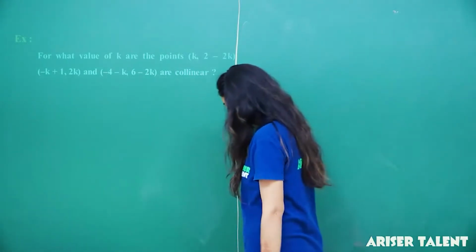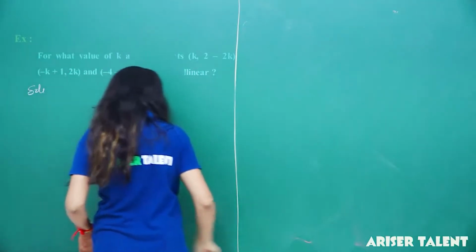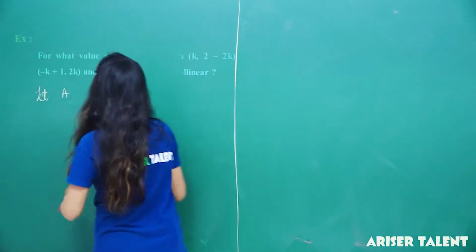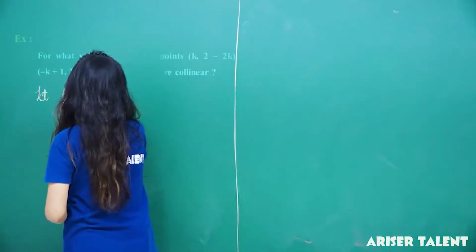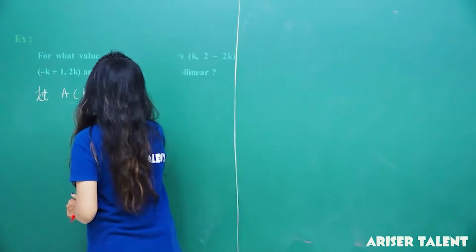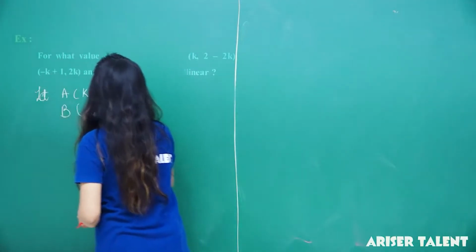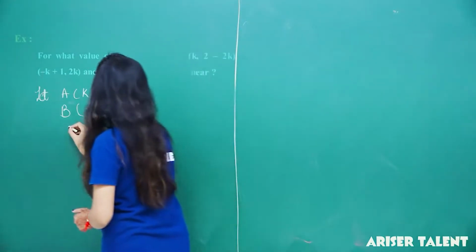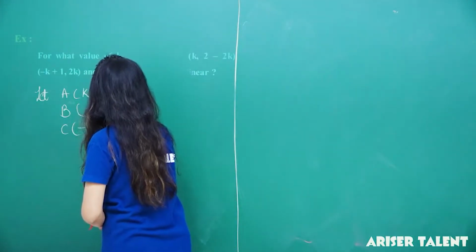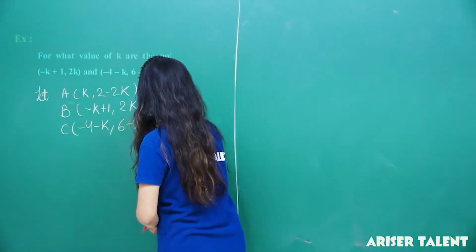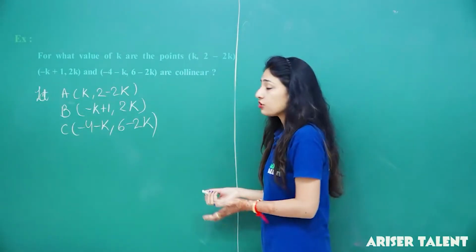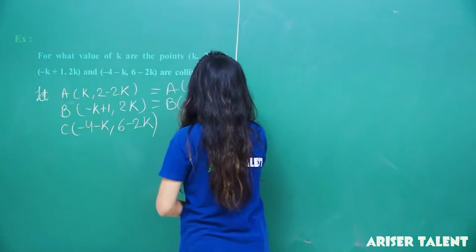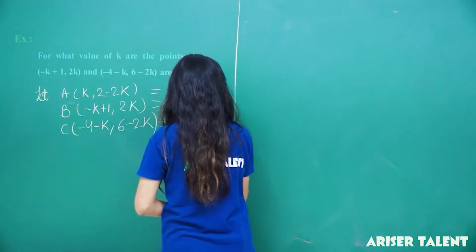If I will start this question right from there, okay, solution part. Not from the solution, but the given things. Okay. So let A point be (k, 2 minus 2k). Then B, which is (minus k plus 1, 2k). And C, which is (minus 4 minus k, 6 minus 2k). So basically these are x1, y1, x2, y2 and x3, y3. So this is A, x1, y1, this is B, x2, y2 and this is C, x3, y3.